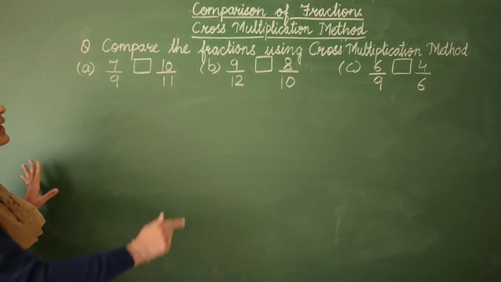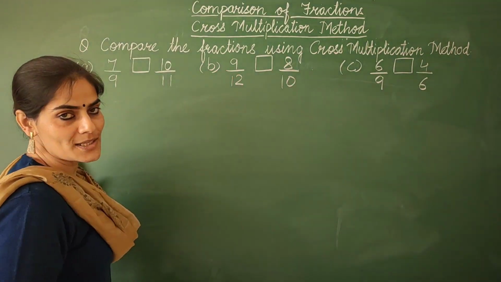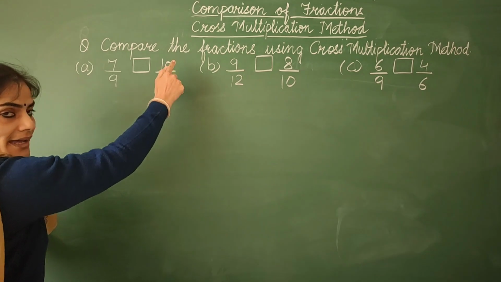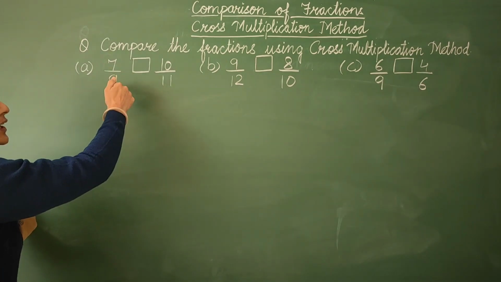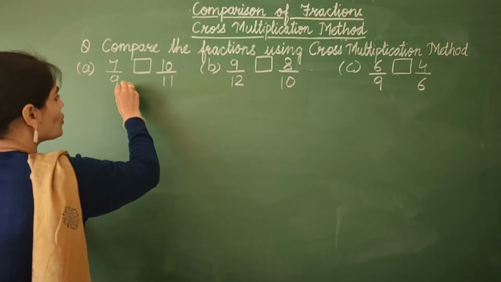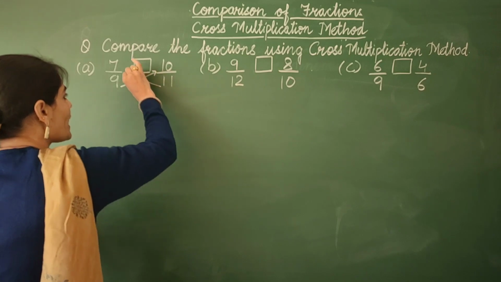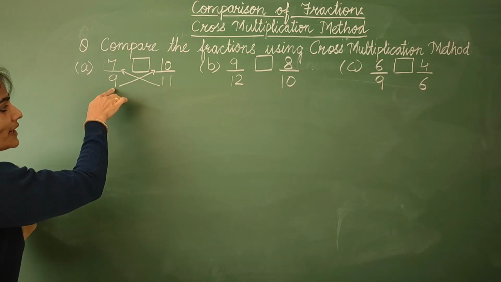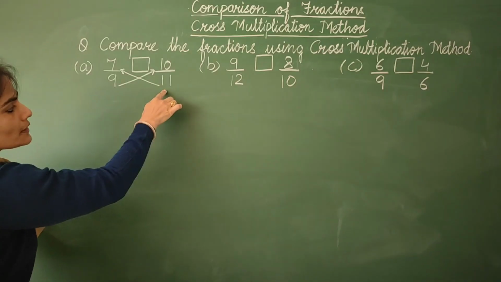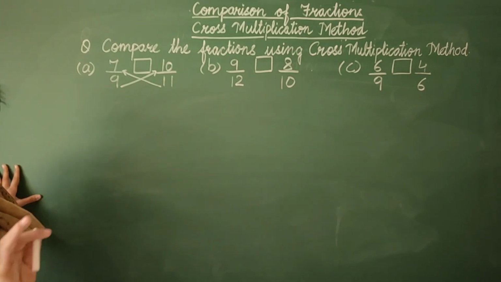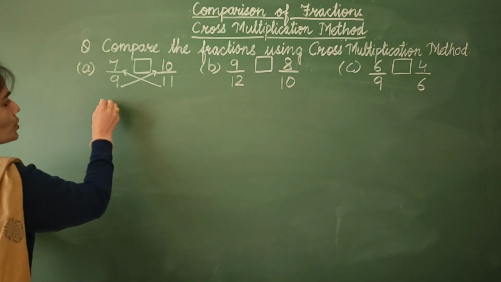The question is, compare the fractions using cross multiplication method. Now what do we see? 7 by 9 is to be compared with 10 by 11. Now we know that neither the numerators nor the denominators are same, and that is why we are using cross multiplication method. So let's draw the symbol of cross and put the arrows. Now these arrows actually show the movement of the denominator 9 towards 10 and the movement of denominator 11 towards 7, as these numerators are never ready to change their places. So what do we do? We multiply.